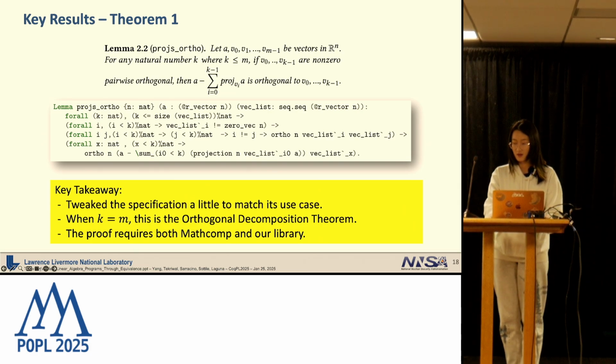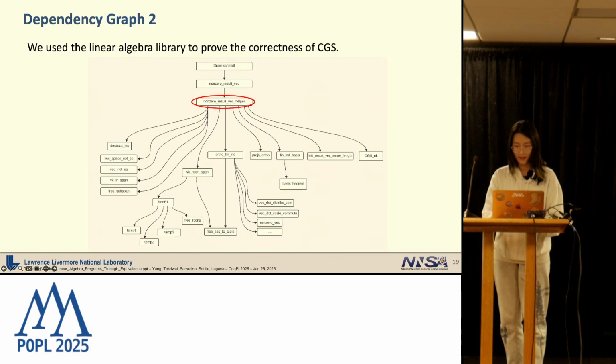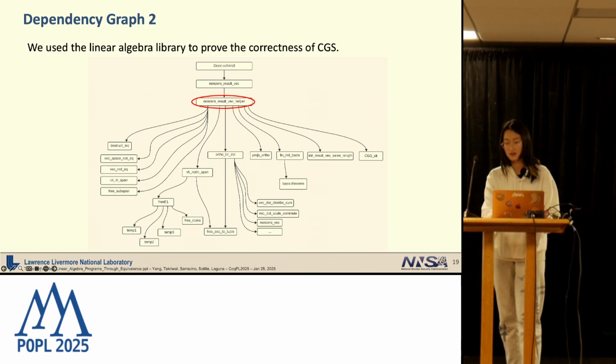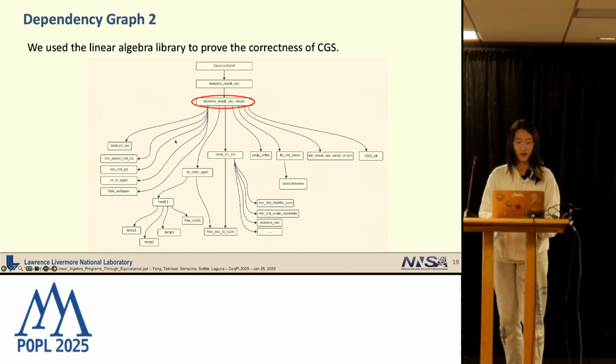And this theorem was also added to our library later on, after the theorem is proved, to prove the correctness of Gram-Schmidt. So after we create the library, we're now ready to prove the correctness of classical Gram-Schmidt. Here shows the dependency graph of proving the correctness of Gram-Schmidt, and we see that it uses a lot of properties established in our linear algebra library, and all those arrows pointing to is a lemma that's unique to our own library. And let me zoom in on this lemma right here in the middle.